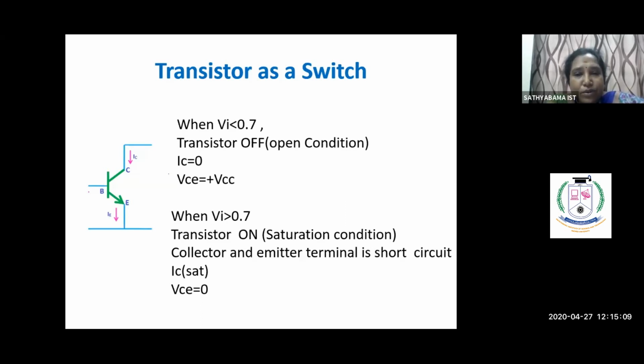Students, go through this slide very clearly, because this is the basic fundamental concept of multivibrator analysis. In a multivibrator we are going to use the BJT circuit only, and when you use the BJT, the transistor is either in saturation condition or in the cutoff region. So we are going to analyze saturation or cutoff in this session.